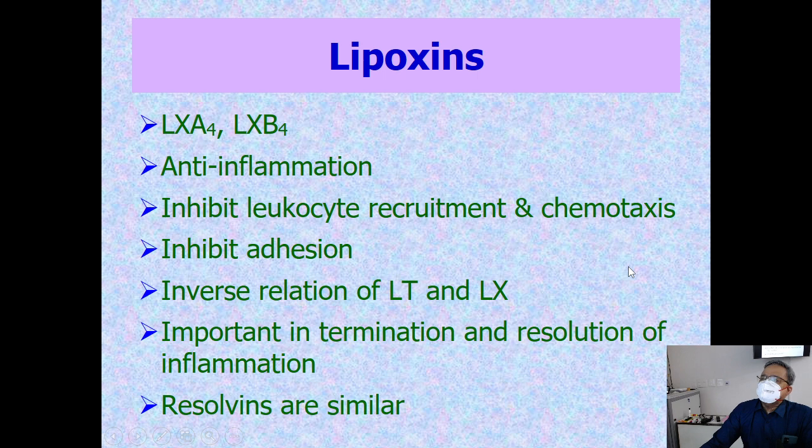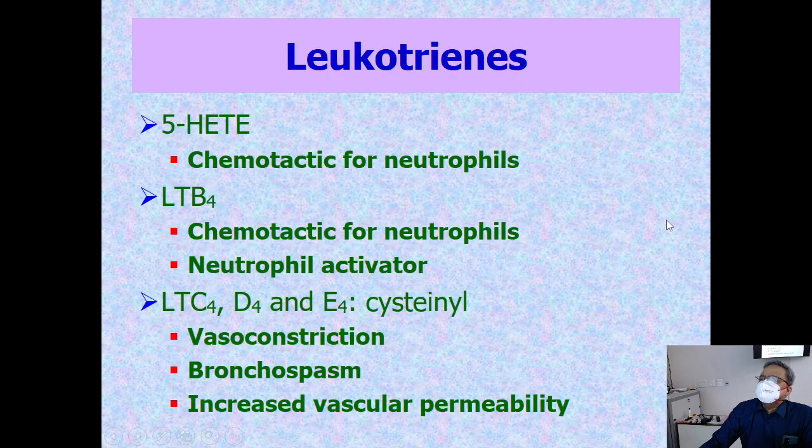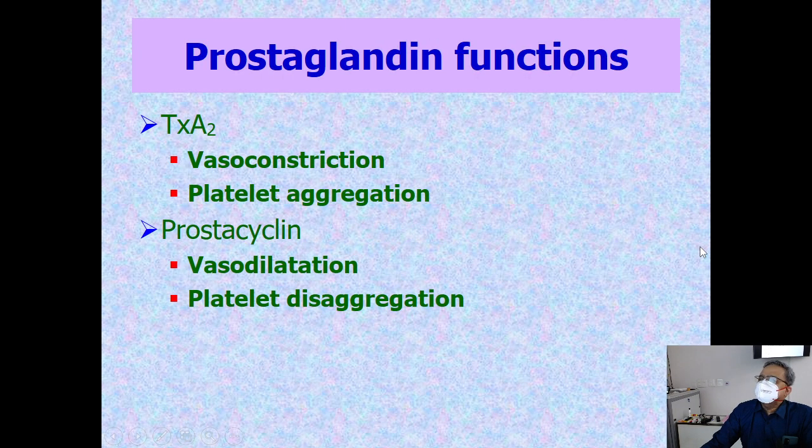Now we come to lipoxins. Lipoxins are anti-inflammation. So you have a balance between leukotriene production and lipoxin production. After the inflammation, yeah. No, they are not produced simultaneously. They are produced at different locations.